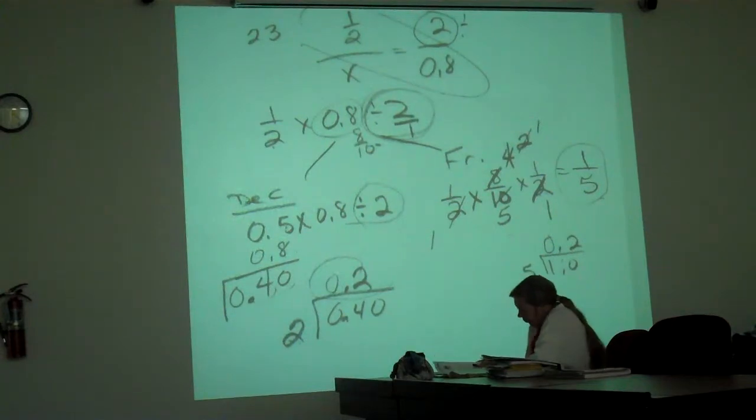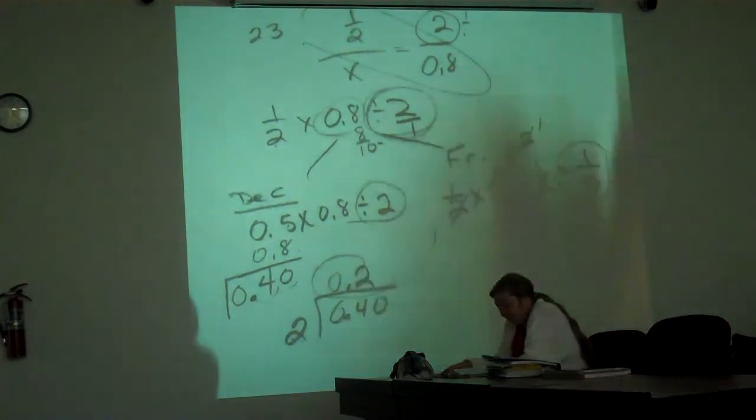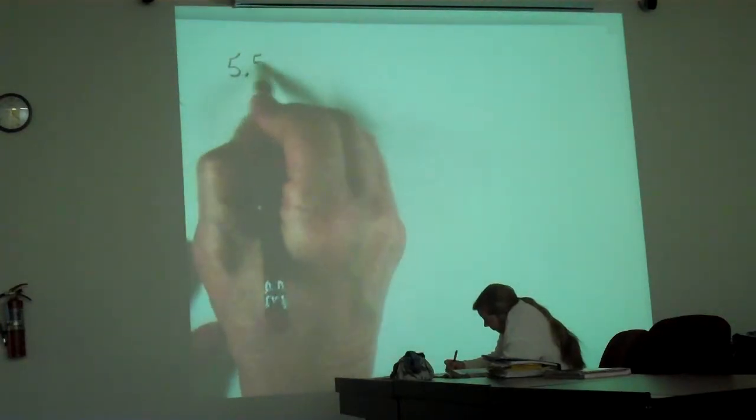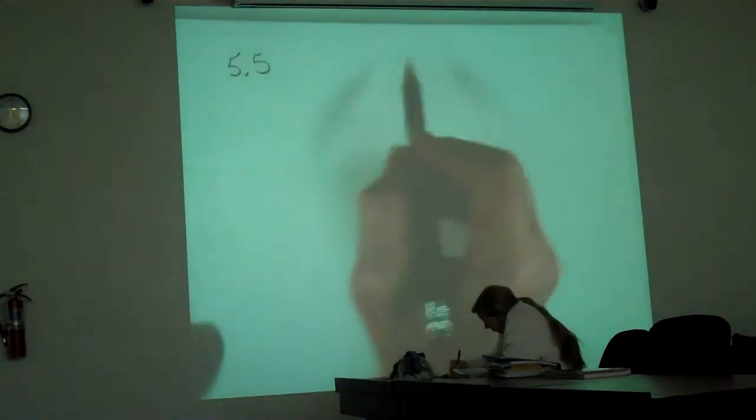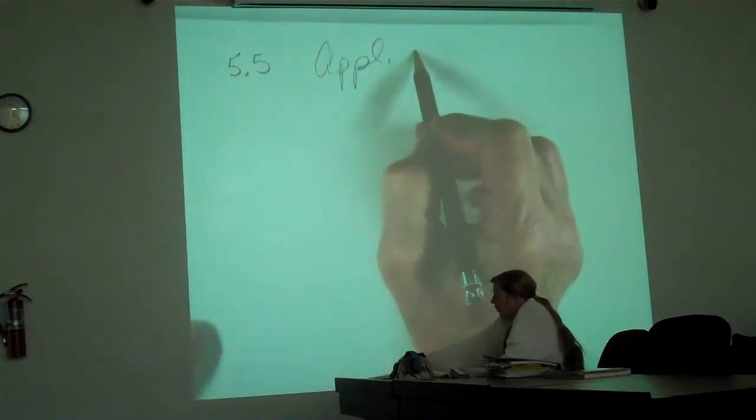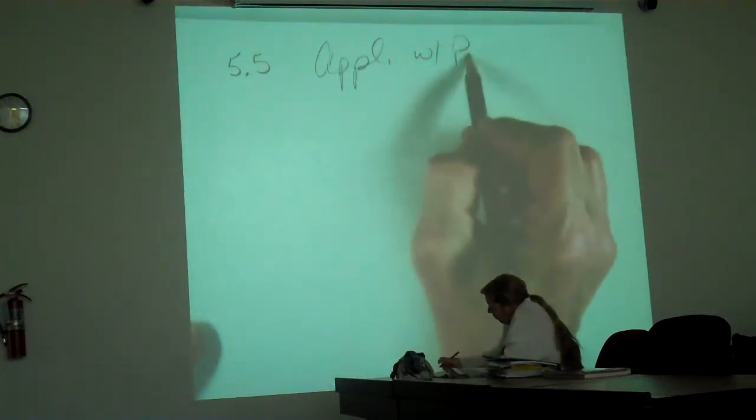So 5.5 is the next thing. Get a fresh sheet of paper. I'm using a pencil because it seems to show better up on the wall. Okay, 5.5, you're doing application problems with proportions. That means word problems, right? Okay. You're going to be setting up proportions. You're doing applications with proportions.